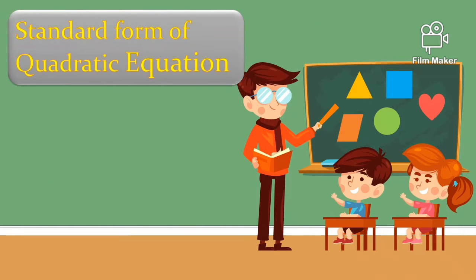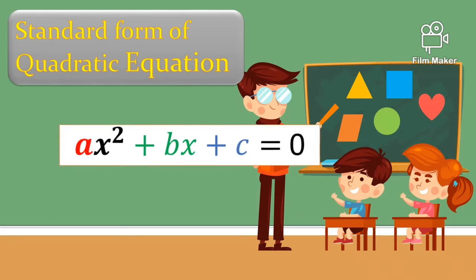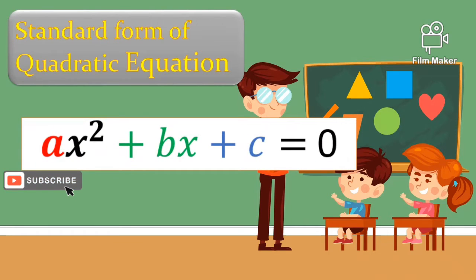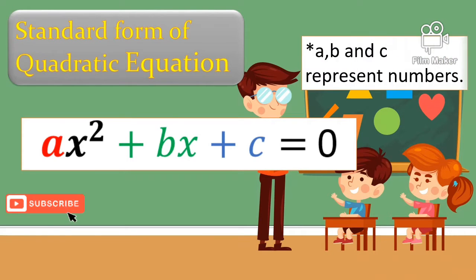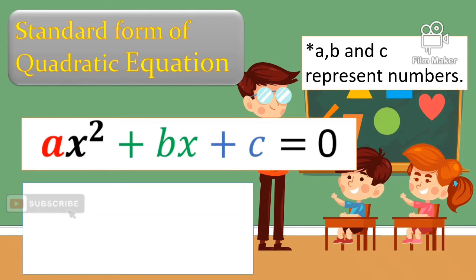The standard form of a quadratic equation is the most important thing you must understand in this lesson. ax squared plus bx plus c equals 0 is the standard form of a quadratic equation. Remember, a, b, and c represent numbers. Let's find out how to determine the values of a, b, and c using examples.